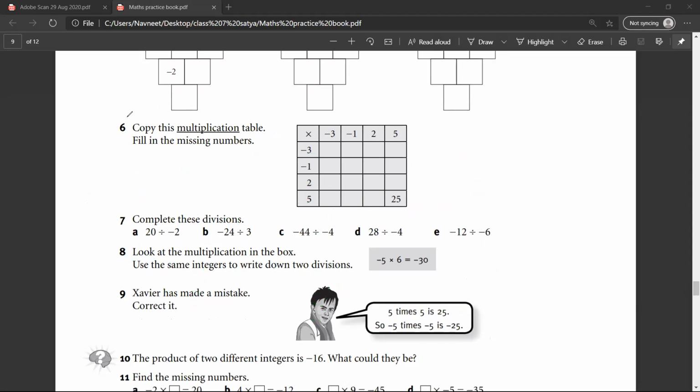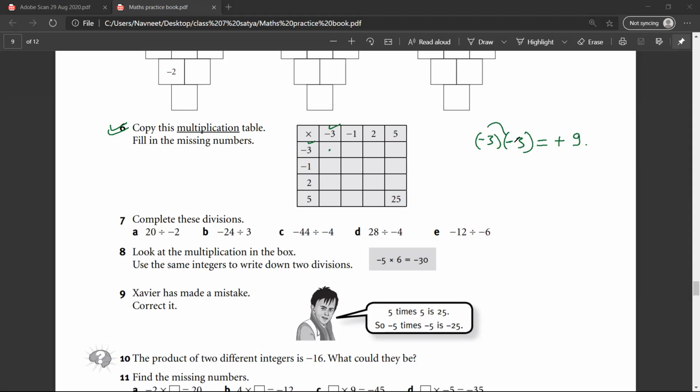Okay. Copy this multiplication table, fill in the missing blanks. What should I write here? How to do this means I didn't understand. Okay. So what you need to do is multiply -3 and -3. So -3 into -3 would be equal to -9. But -3 into -3, this minus and minus, when there is a negative, it becomes +9.